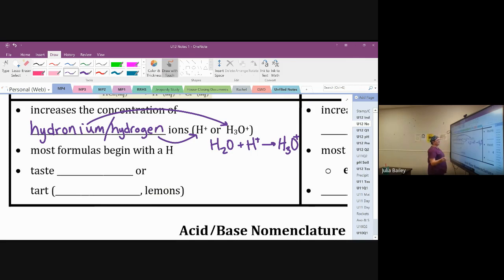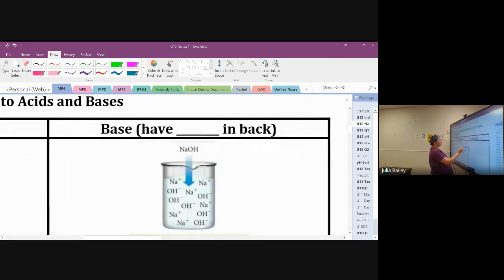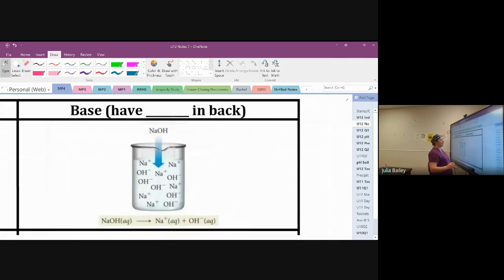Most formulas of acids will begin with an H, and they're going to taste sour or tart. So this is like your sour candies, like Sour Patch Kids, Warheads, that kind of thing, and lemons. And really anything with acid in it, like citric acid makes citrus fruit have a little bit of a sourness or a tartness to it.